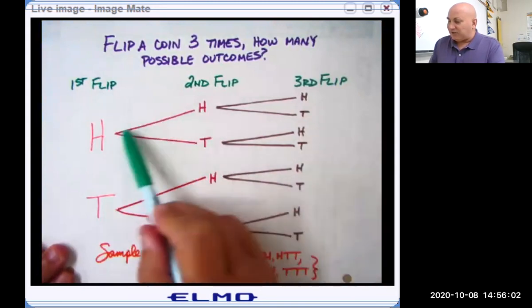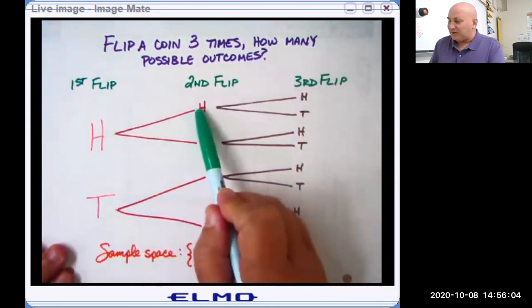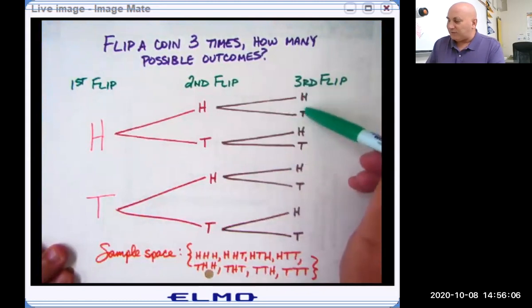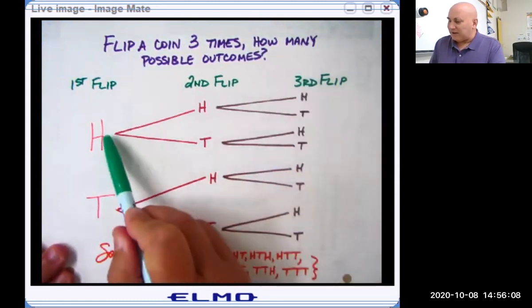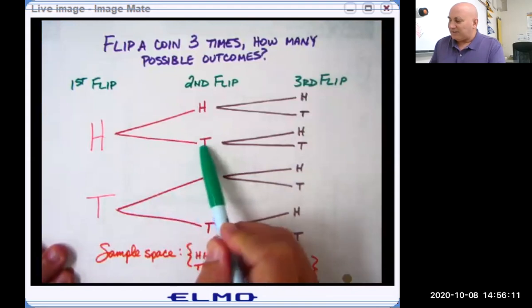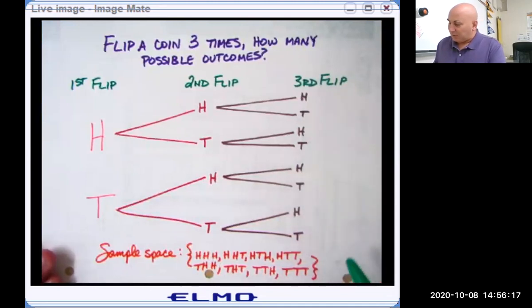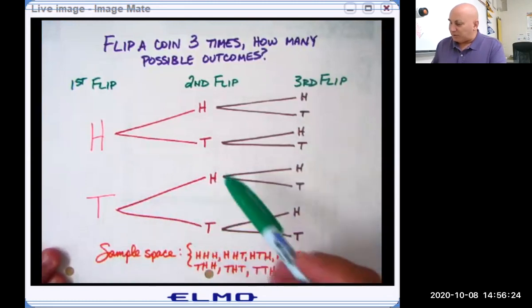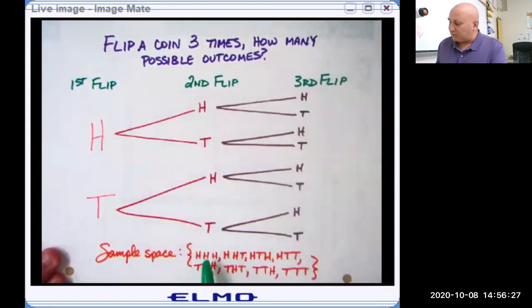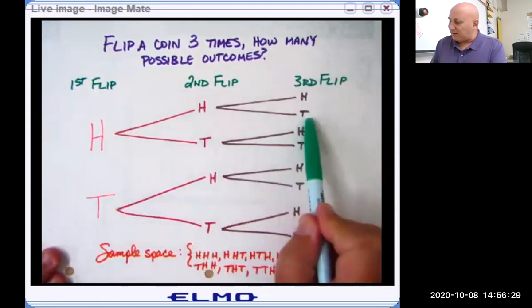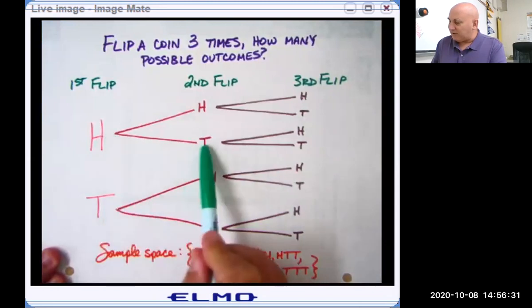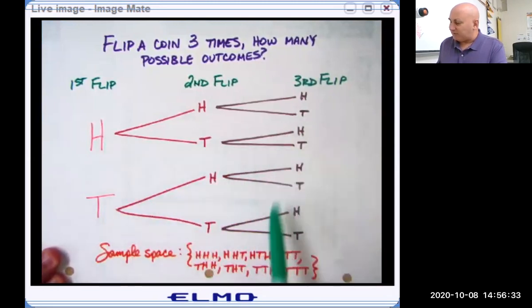And then for each of these, if I have heads first and heads second, I still have two choices for the third flip. And if it's heads first, tails second, I still get two choices for the third flip, or two outcomes. So here is my sample space. My sample space is the collection of all possible outcomes. I'm just going to read them off. Heads, heads, heads. Heads, heads, tails. Heads, tails, heads. Heads, tails, tails.